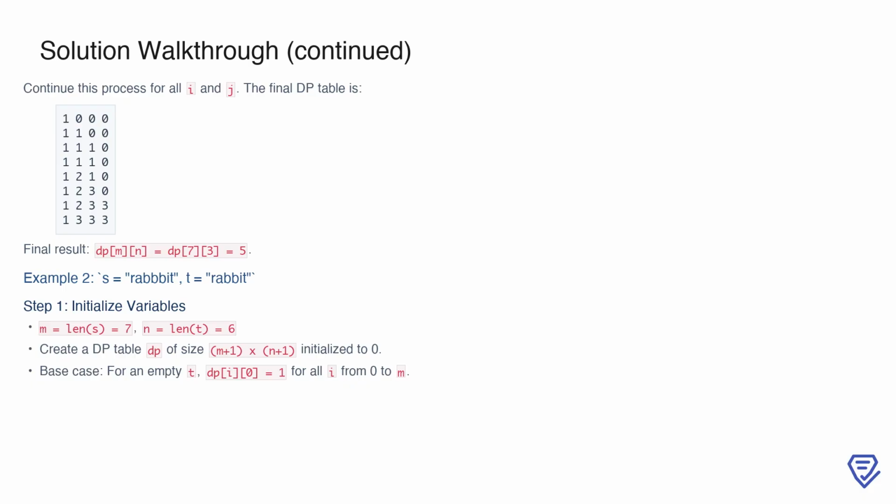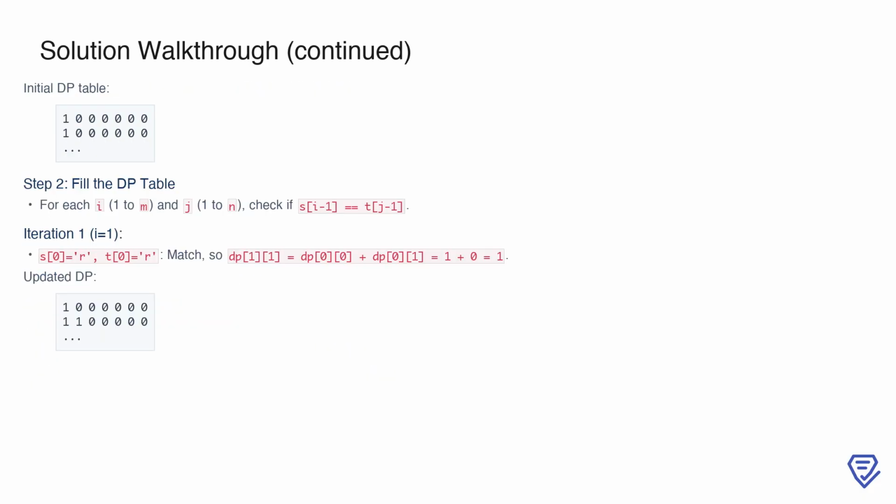As before, we start by initializing the variables. Here, m is 7, n is 6, and we create a DP table of size (m+1) x (n+1), initialized to zeros. The base case is the same. For an empty T, DP[i][0] is set to 1 for all i. The initial DP table for this example is set up with the first column filled with 1s and all other entries set to 0. We then proceed to fill the table by iterating over i from 1 to m and j from 1 to n.